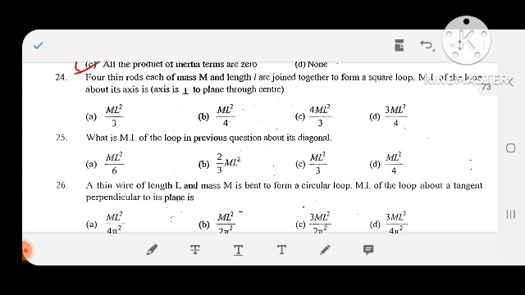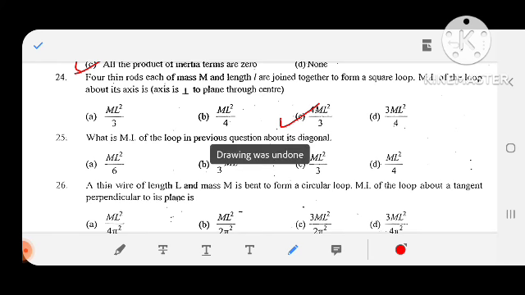Then है, 4 thin rods of mass m and length L are joined together to form a square loop. Moment of the inertia of the loop about the axis perpendicular to the plane through the center, और इसके लिए जो हमारे पास उसका moment of the inertia आएगा 4ml²/3. What is the moment of the inertia of the loop in the previous question about its diagonal? इसके हवाले से जो होगा उसका होगा 2/3 ml².